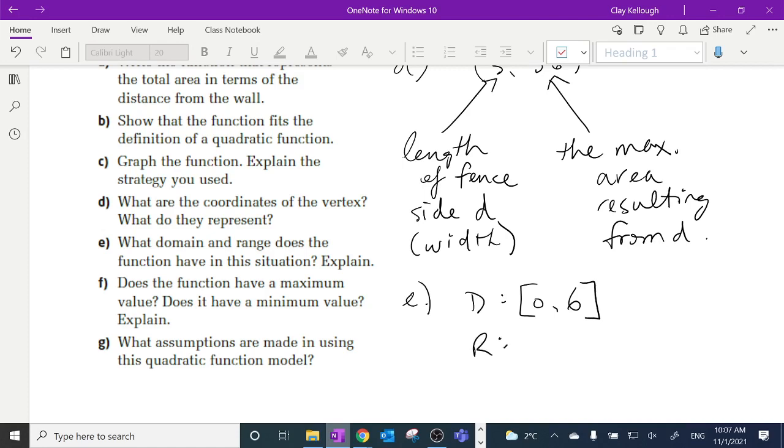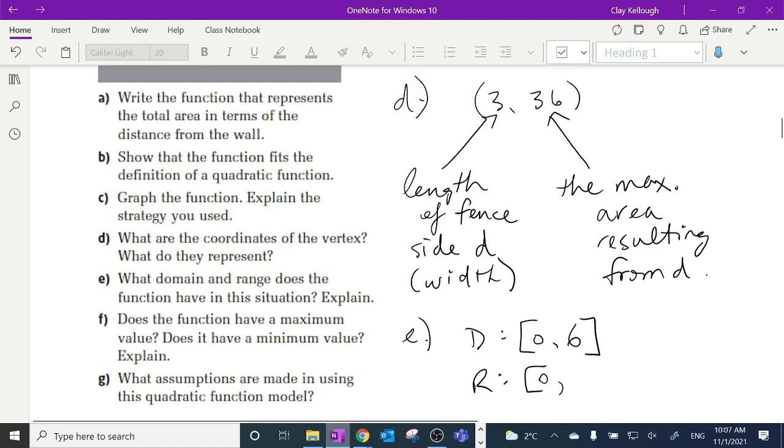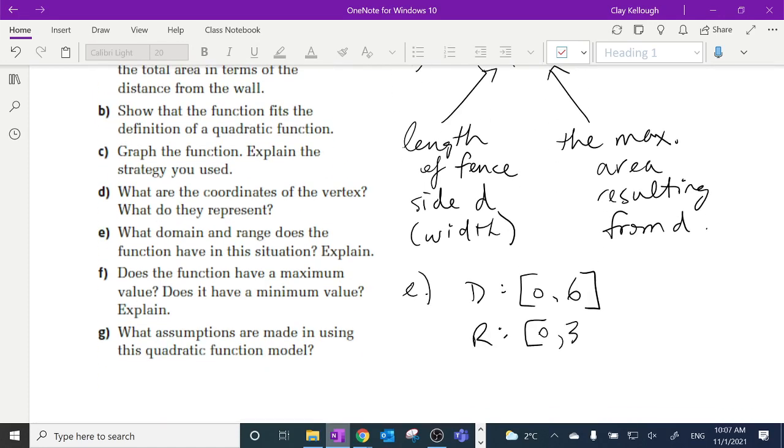My range, again, if I have 0 distance, I have 0 fence for area, but the absolute maximum area was 36. So there you go. So domain gets a little bit harder than it was in chapter 3. We have to think about the situation and what makes sense. And does the function have a maximum value? It does. So for question F, it's 36 meters squared of area.